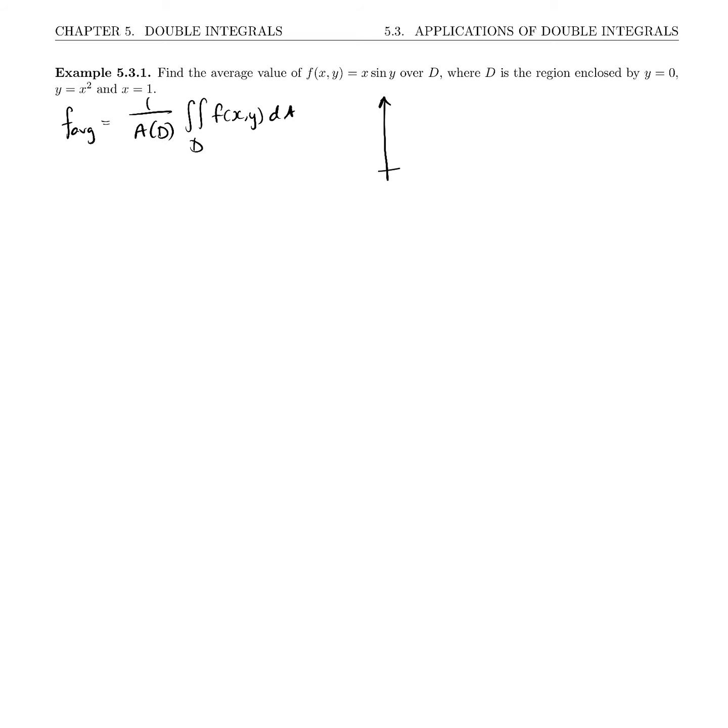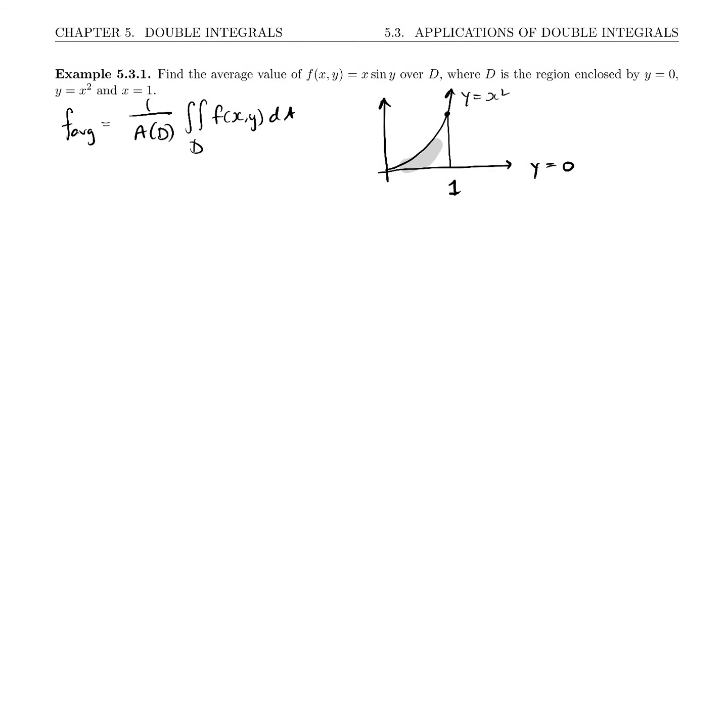Now we have y equals 0, which is the x-axis. We have the parabola, y equals x squared. And we have the line x equals 1. So here's our region D. And we can describe this as a type 1 region. So 0 is less than or equal to x is less than or equal to 1, and 0 is less than or equal to y is less than or equal to x squared.